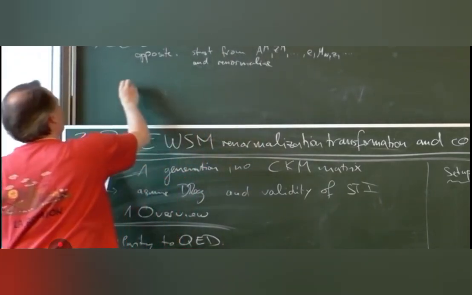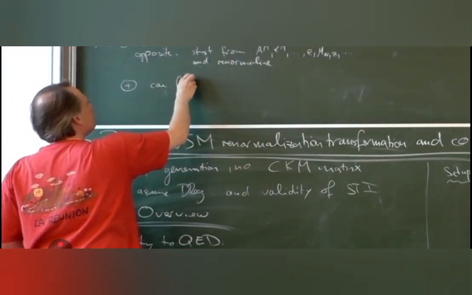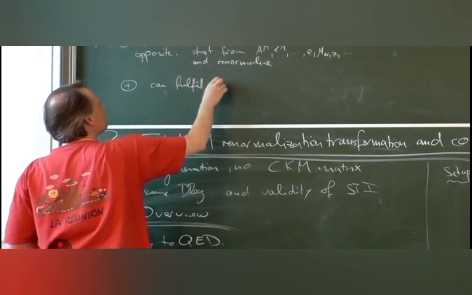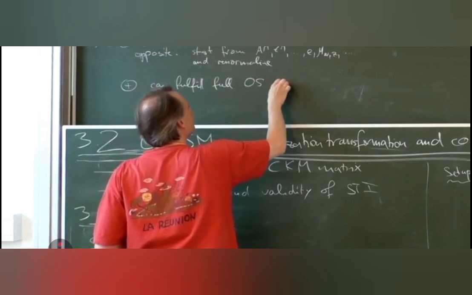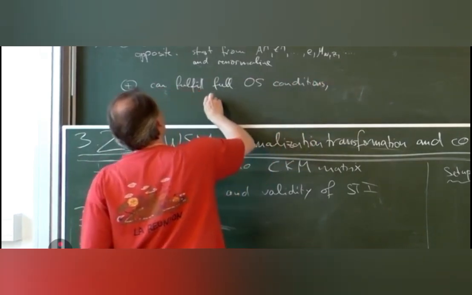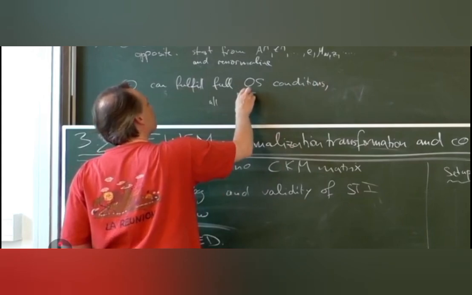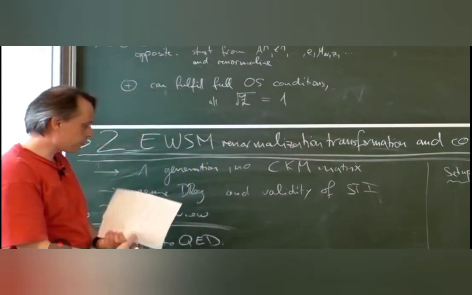And the advantage is obviously now that we can fulfill full on-shell conditions. And all these square roots of curly Z factors are equal to 1. That is the key advantage of that setup.